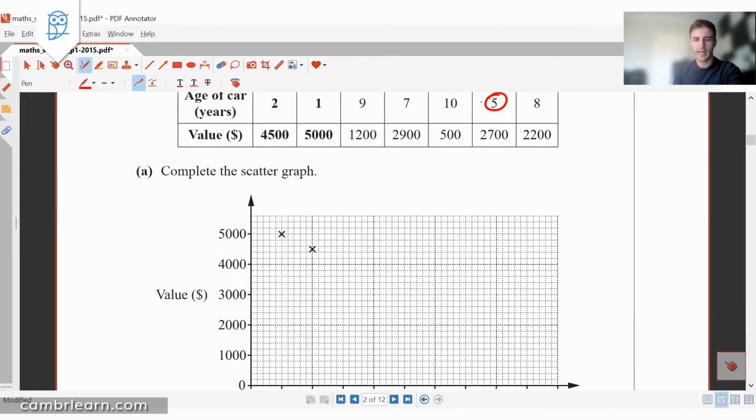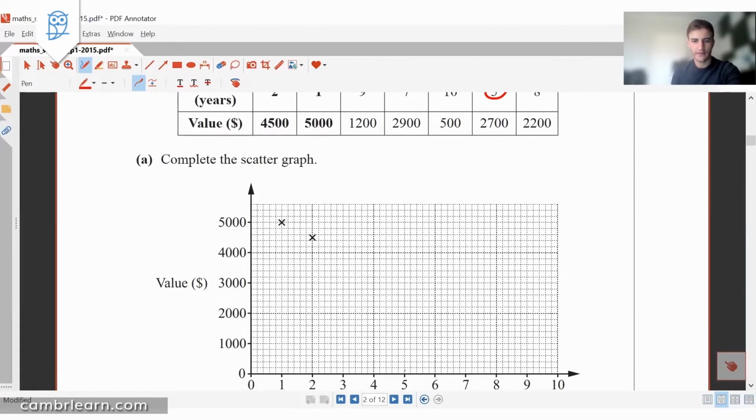If I start with an age of 5, it has to have a value of 2,700. So here's 5, and here is 2,000, 2,700. So this is 2, 4, 6, 8. So approximately over there.